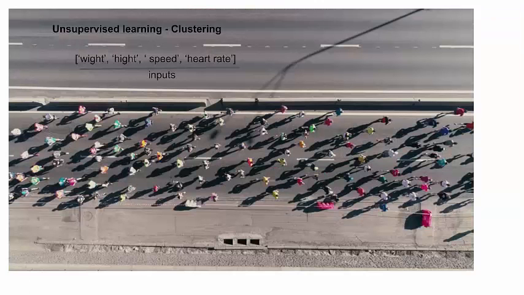In clustering, still same inputs, no output. Weight, height, speed, heart rate. And we give the algorithm the number of clusters we expect. Maybe it would cluster the runners according to advanced or pro runners versus amateur runners. Maybe the combination of speed and heart rate is very different for pro runners.